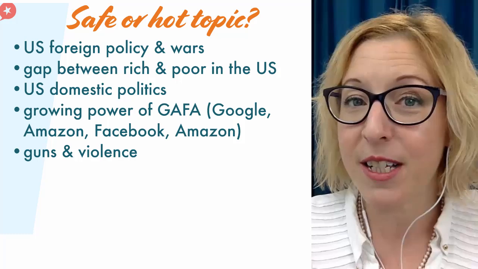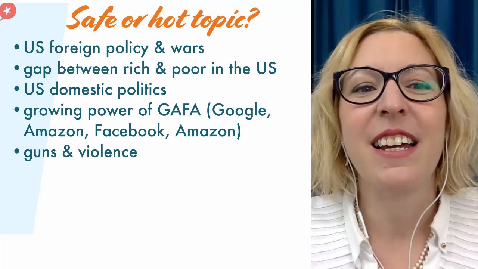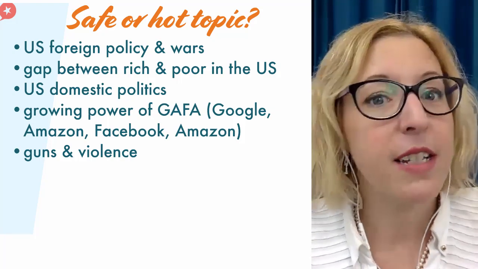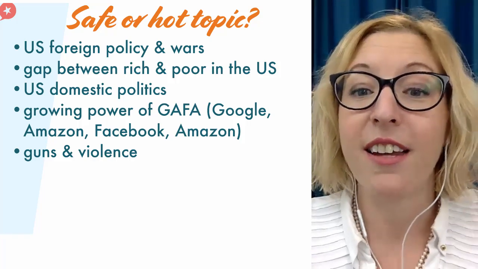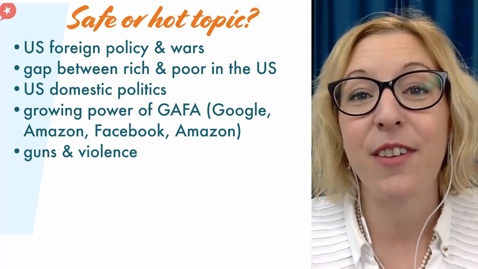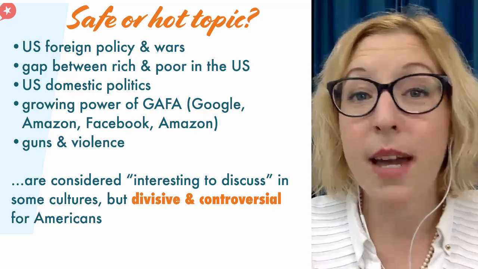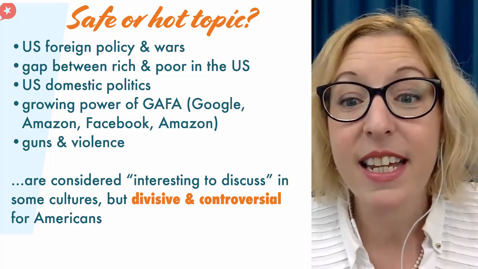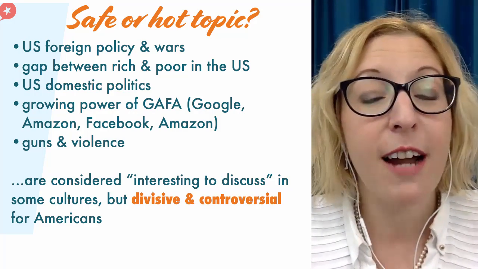So you want to stay with some safe topics, at least in the beginning. And the more you get to know the person, the stronger your connections, the more you can get into hot topics, let's say. Things like U.S. foreign policy and wars, the gap between the rich and the poor in the U.S., U.S. domestic politics, the growing power of what we call GAFA. This is Google, Amazon, Facebook, and not Amazon twice. That should be Apple. Sorry about that. Guns and violence and the role that those have in American society. These are considered interesting to discuss in a lot of cultures. And you may genuinely want to take advantage of having an American there to ask about this and get their perspective. But these can be divisive and controversial topics, so you want to build that relationship first.